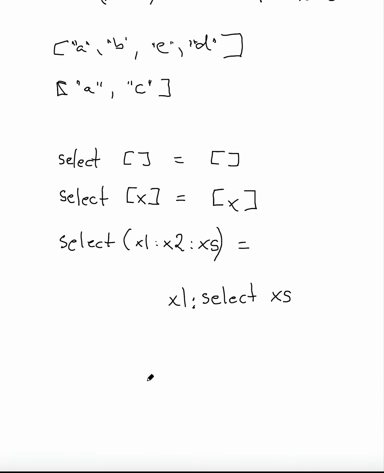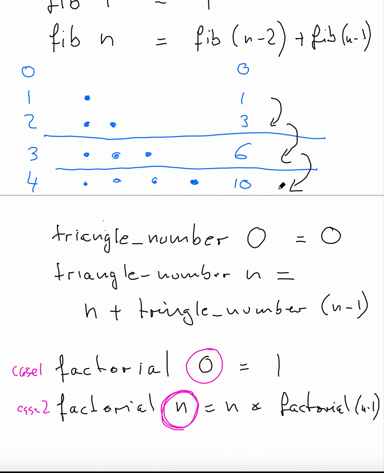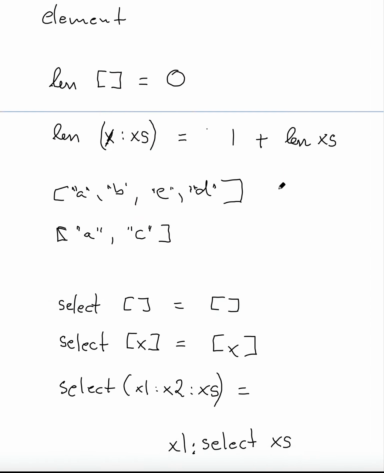Let me now come to the third item, successor numbers. So far we talked about integers and lists. A list is already an example of an algebraic data type, but it's a predefined one. So really, we don't need to know so much about algebraic data types to understand how recursion over lists works. Let's build our own algebraic data type as an example.